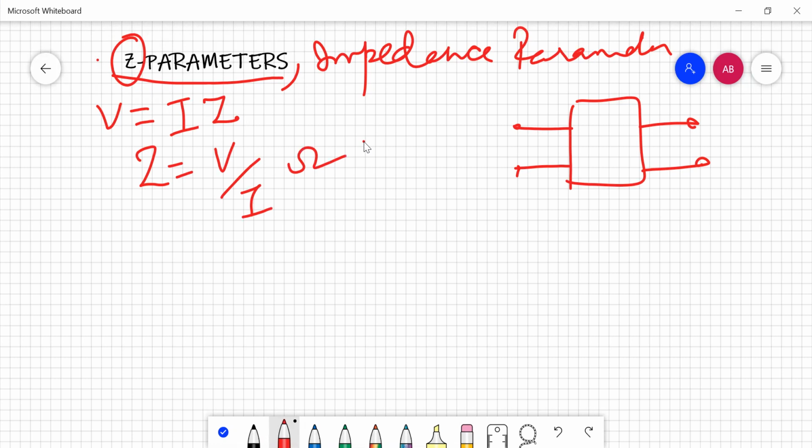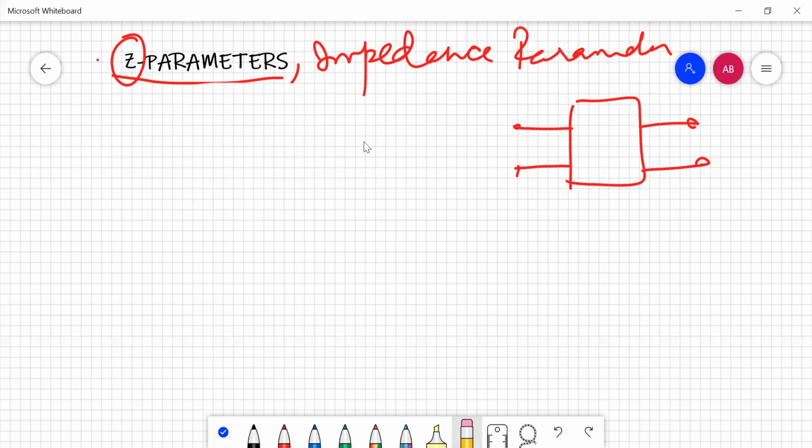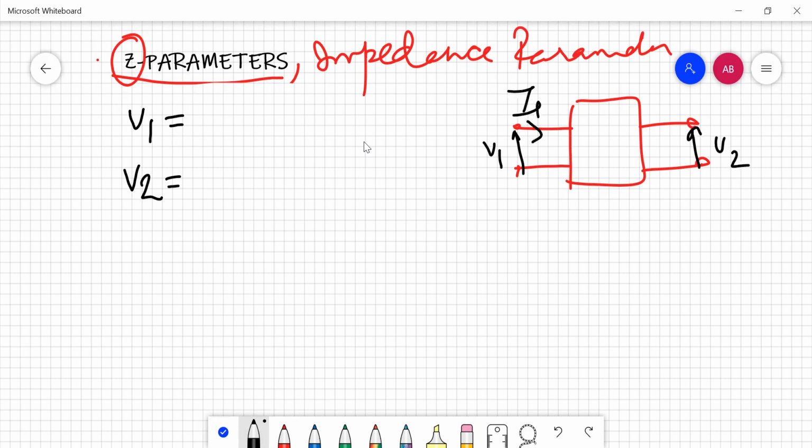So let's start with the governing equations for such a network. When we talk about your Z parameters, the input and output port voltages are the dependent variables. That means the voltage here, V1, and the voltage here, V2, are dependent on the currents I1 and I2. So I have to write the equation in this form, and you all are familiar with how we denote the matrix form of numbers.